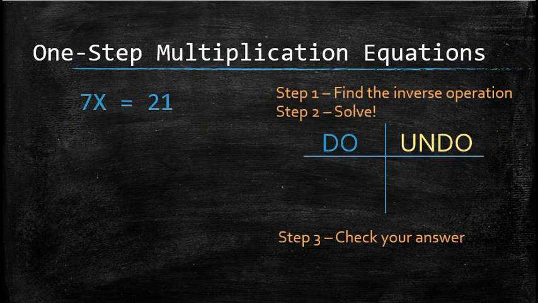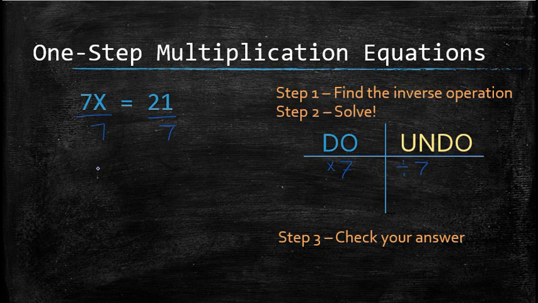Okay, so let's do another problem here. We have 7x equals 21. So that's like saying 7 times x equals 21. Our first step is to find the inverse operation. We know that x is being multiplied by 7. The inverse or opposite operation of multiplication is division. So we need to divide both sides, not just one side, both sides by 7. It's easy as that. So let's divide both sides by 7.